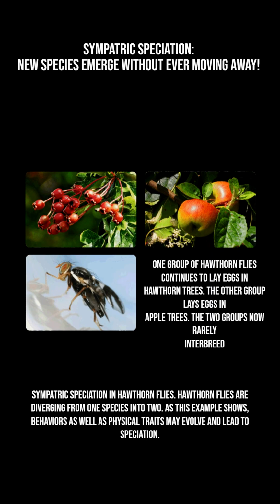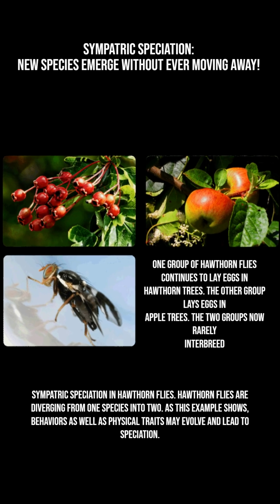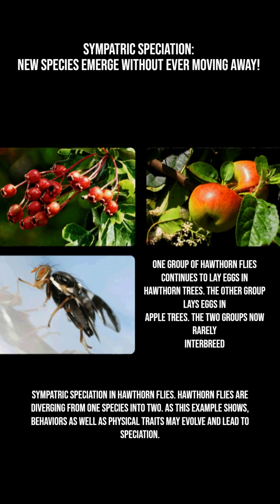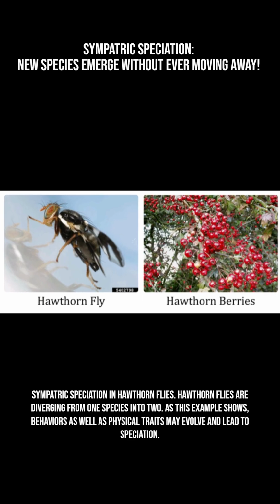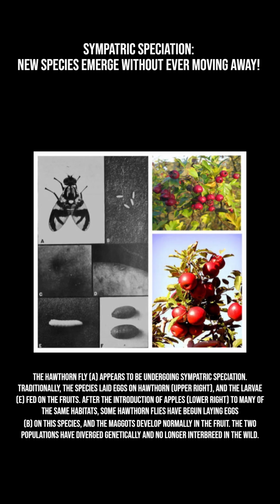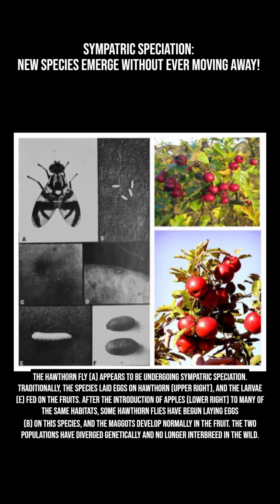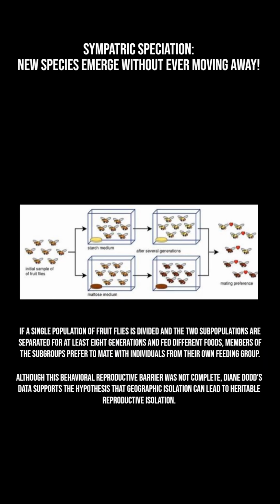Originally, these flies laid their eggs only on hawthorn fruit. Then, a tiny subgroup started laying eggs on apples, which were introduced by humans. Here's how that small change created speciation. Flies that preferred apples started mating on apples. Hawthorn-preferring flies mated on hawthorns.